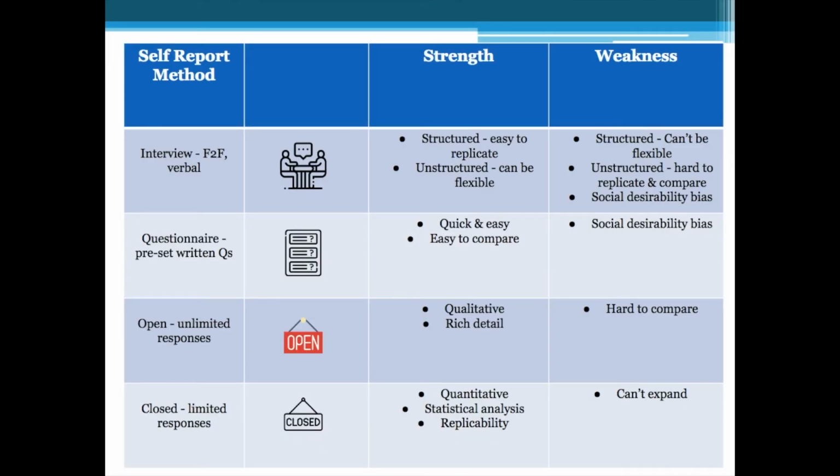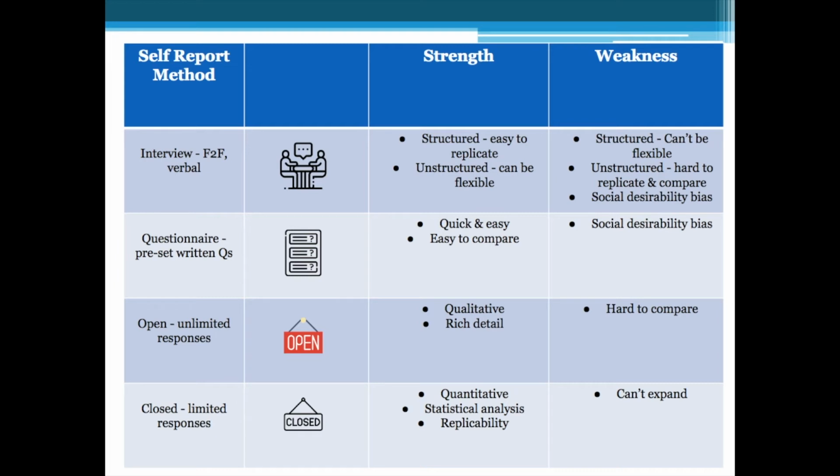Next, we've got self-report data, and self-report data is data that people report themselves. No shit, Sherlock. And so there are two different types of self-report data. First, you've got the interview, which tends to be face-to-face and verbal, or you've got the questionnaire. So that is more written, it's on a form, and it's preset written questions. Both of these could be open or closed, and so you could have structured or unstructured as well.